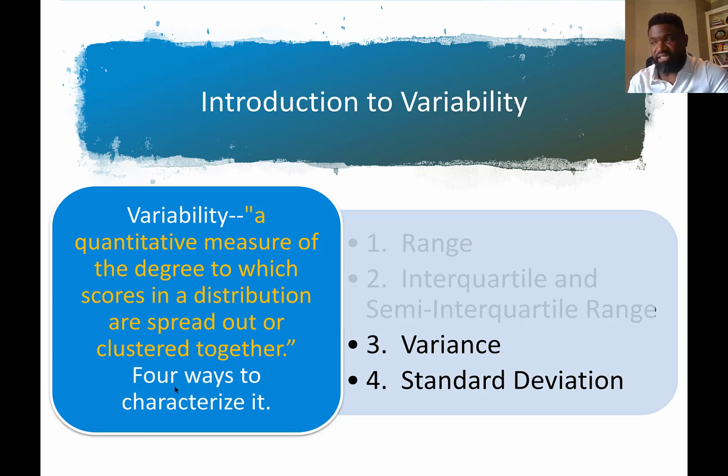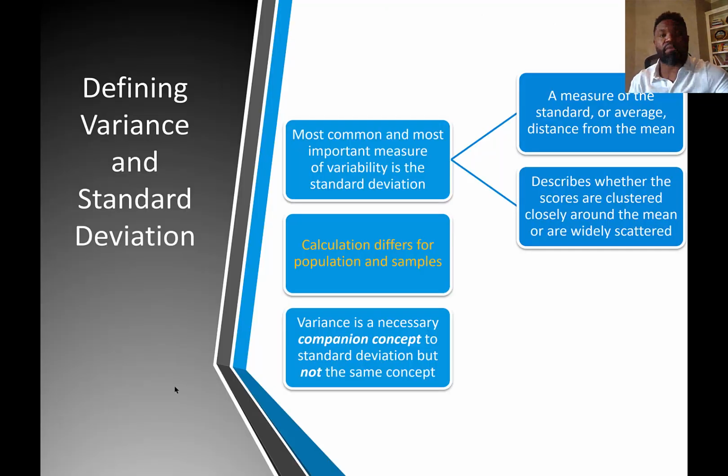We love variance, and even more than variance, we love standard deviation, okay? So these things are the most common and most important measures of variability, particularly standard deviation. So what standard deviation is, it's a measure of the standard. That's an important word. That's why it's called standard deviation. So it's a measure of the standard or average distance from the mean. And it's used to describe whether scores are clustered closely around the mean or whether they're scattered around.